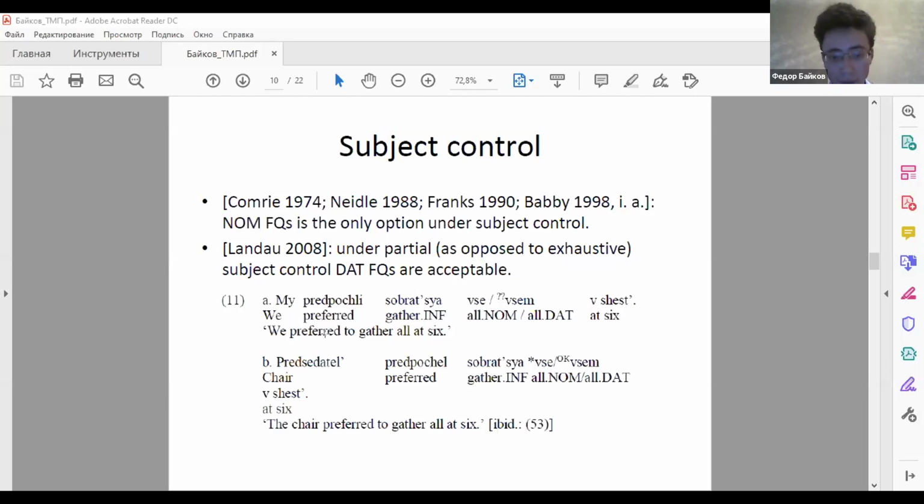However, in 11b, we are dealing with partial control, and here we cannot have, as Landau argues, nominative floating quantifiers, but dative floating quantifiers become pretty much acceptable.